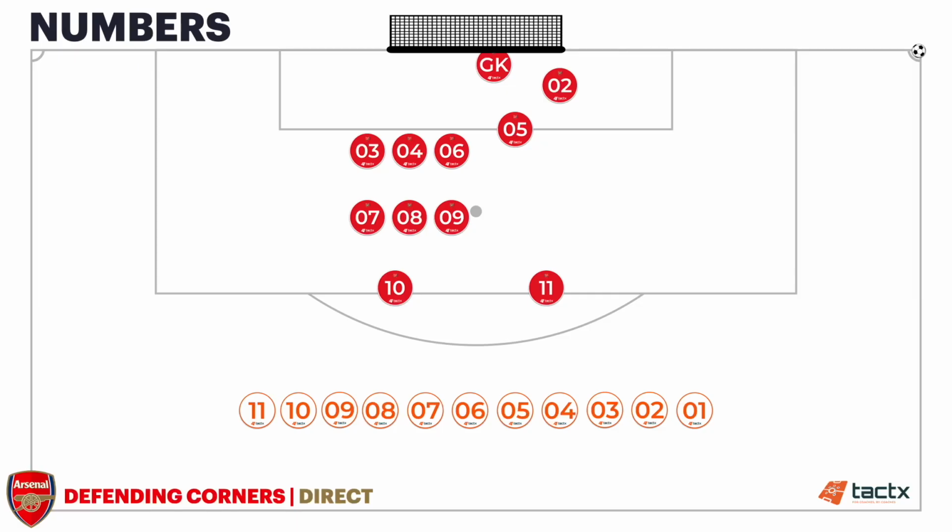So from an attacking point of view, we're looking for a weakness to either exploit the space or exploit a free player. Because Arsenal only have 2 zonal markers, there is no free players.